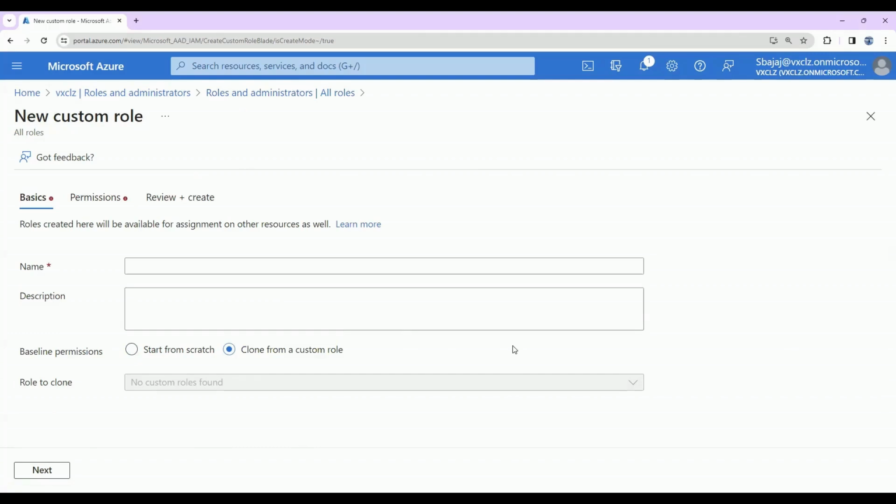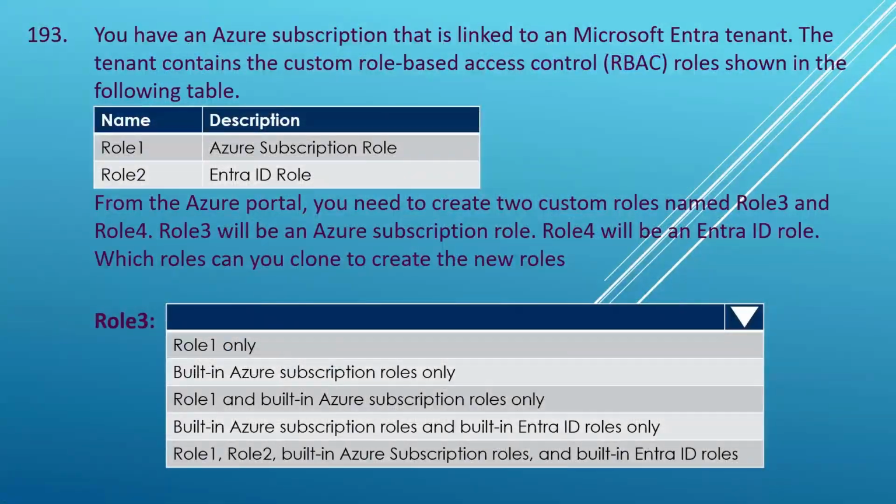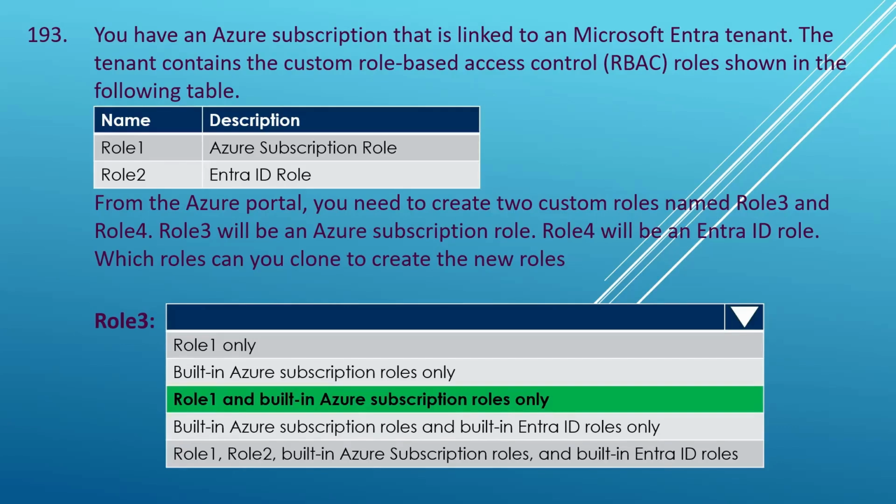So now I hope you know, when you are creating a subscription-based role, you can clone a custom role, you can clone a built-in role as well. But when you are creating an Entra ID role, you can only clone a custom role or start from scratch. Now let's head back to our presentation and see the questions and try to answer them. So the first part of the question is talking about role 3, and in the question you can see role 3 will be an Azure subscription role. So which roles can you copy? You can copy a custom role and you can copy a built-in role, which means the third option, basically role 1 and Azure built-in subscription role only would be the right choice here, because role 1 is an Azure subscription role, so you can copy it. You cannot copy an Azure subscription role and create an Entra ID role, or vice versa.